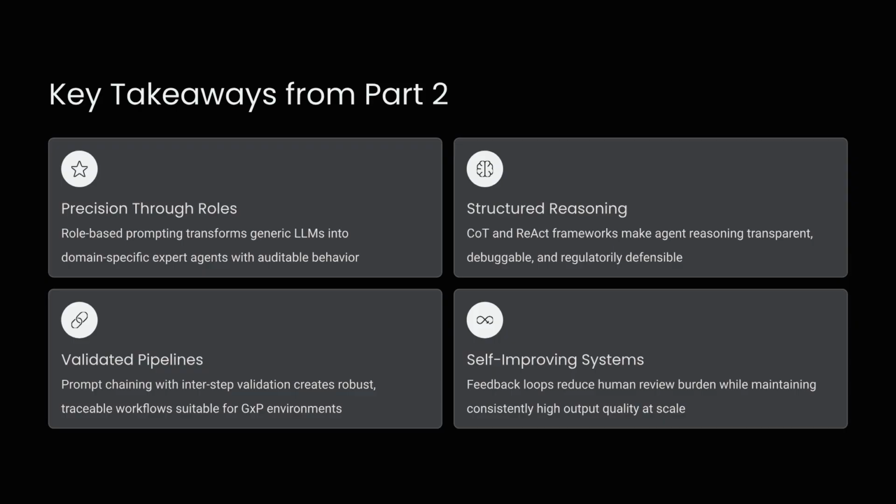In summary, Part 2 highlights that precision comes from roles, structured reasoning from Chain of Thought and ReAct, robust workflows from validated prompt chains, and consistent quality from self-improving feedback loops. These are the foundations of auditable clinical AI.